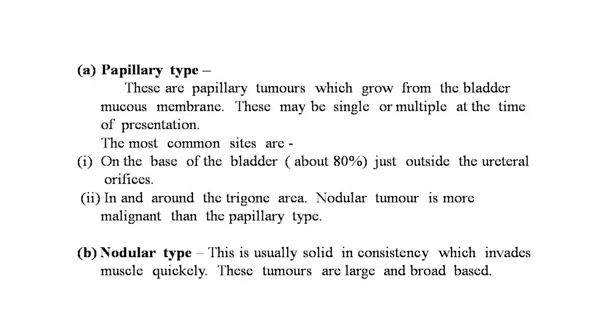Now the next point is the papillary type of transitional cell carcinoma. These are papillary tumors which grow from the bladder mucous membrane. These may be single or multiple at the time of presentation.